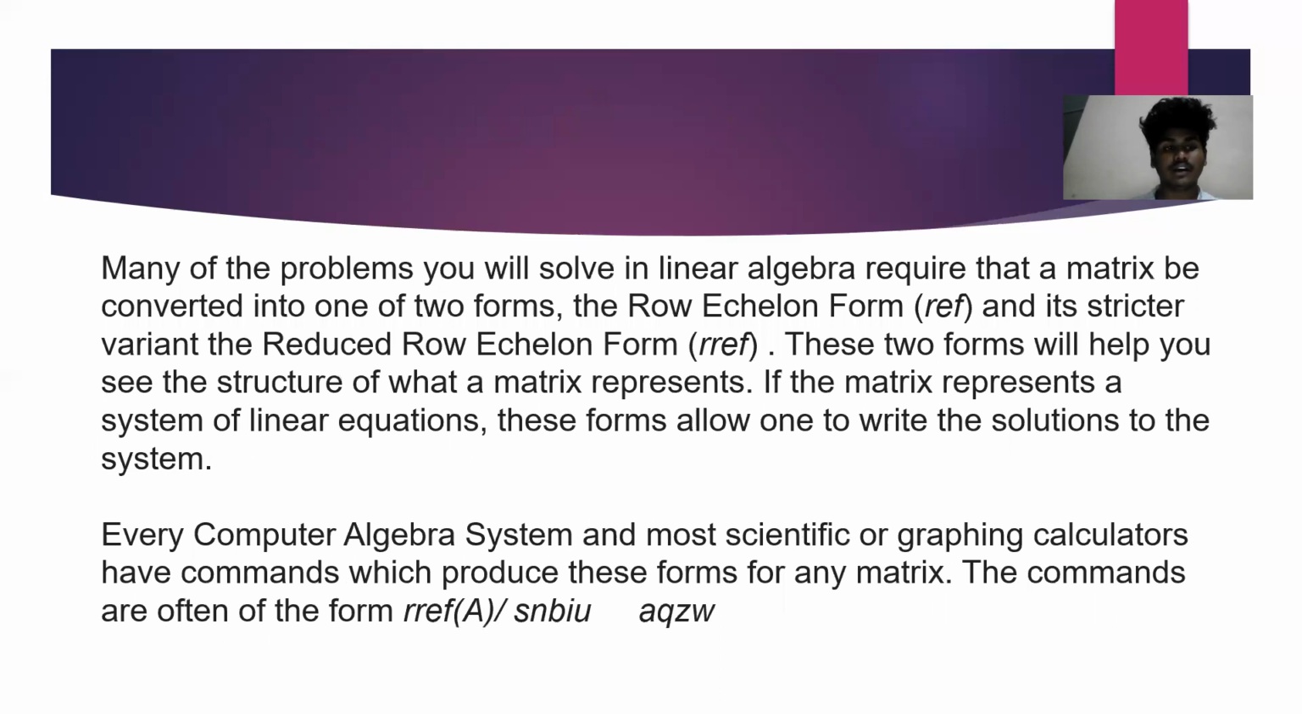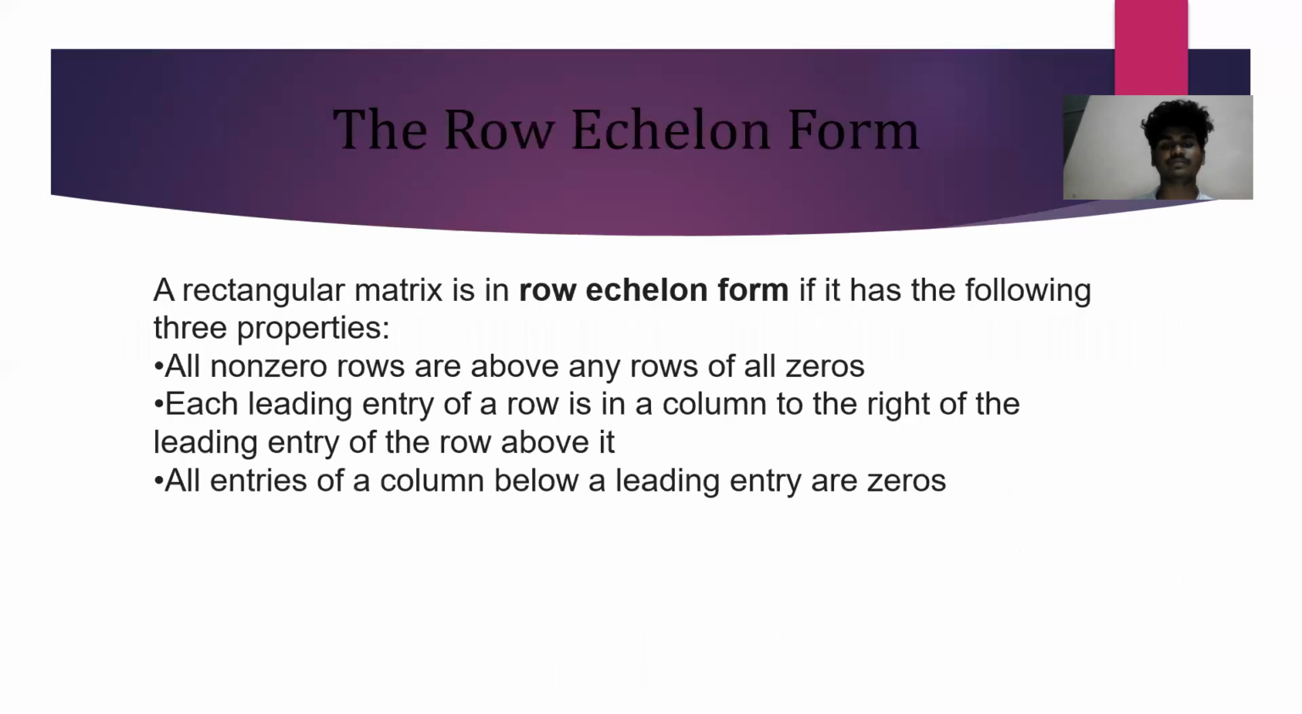And the next, many of the problems you will solve in linear algebra require the matrix to be converted into one of two forms: the row echelon form, and the reduced row echelon form. These two forms will help you see the structure of what the matrix represents, if the matrix represents a system of linear equations. These forms allow you to write the solution of the system. Every computer algebra system and most scientific or graphing calculators have commands which produce these forms of any matrix.